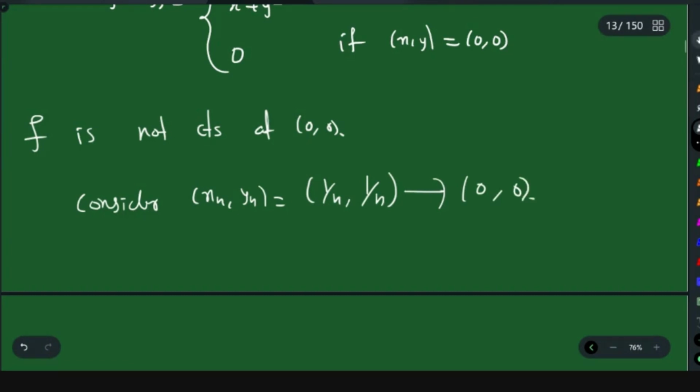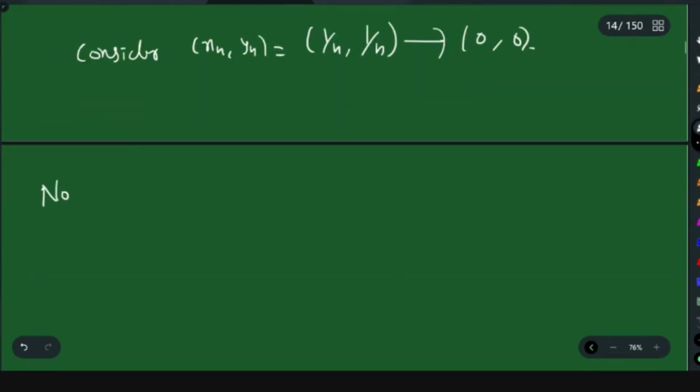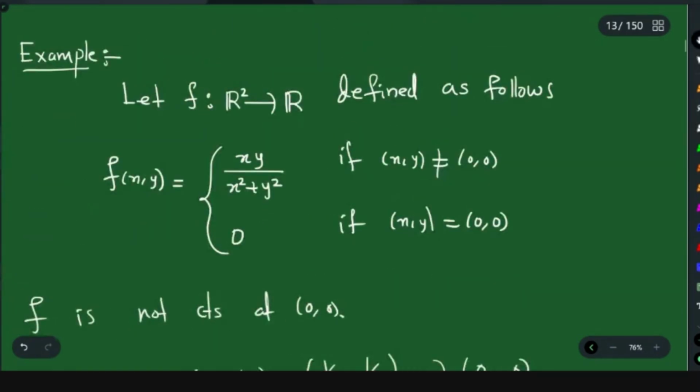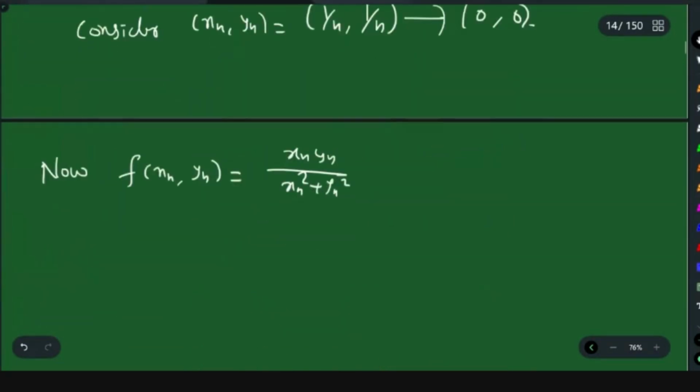So now you consider this f(xn, yn). Now what is f(xn, yn)? This is in fact xn yn divided by xn square plus yn square, right? That is our function. f(x, y) is exactly xy divided by x square plus y square, right? Here xn is 1/n and yn is also 1/n.